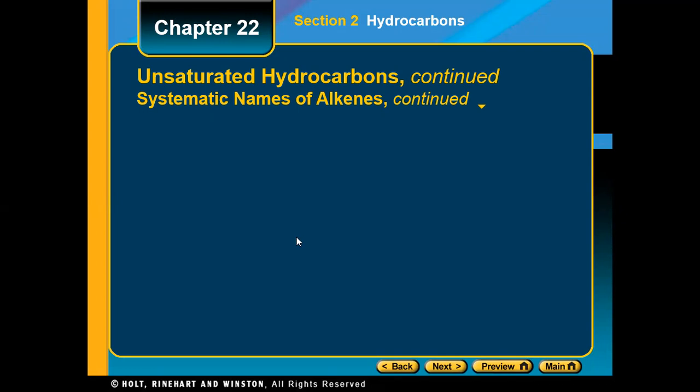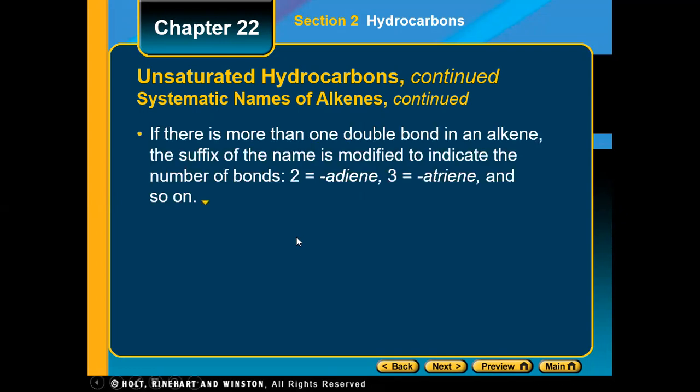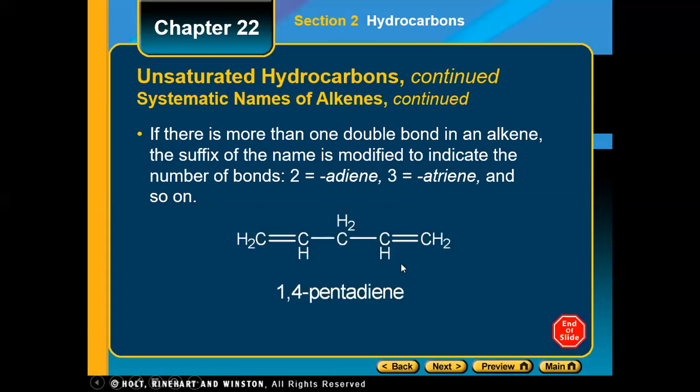Now, what happens if you have more than one double bond in an alkene? Okay, so the suffix of the name has to be modified to indicate the number of double bonds that you have. If you have two double bonds, it's going to be "adiene". If you have three, it's going to be "atriene", and so on. Okay, let's see an example. Look at this one here.